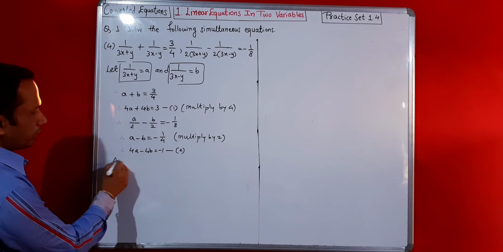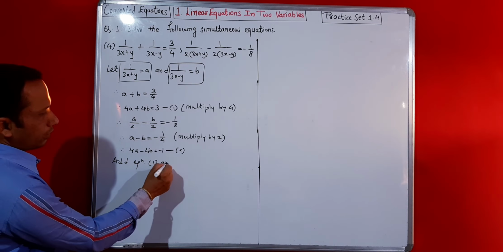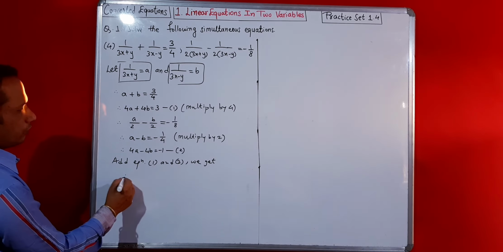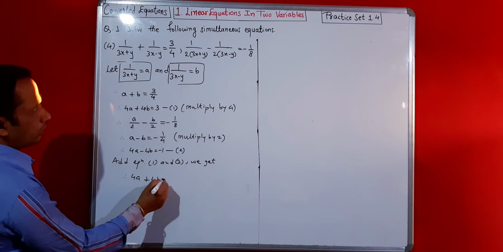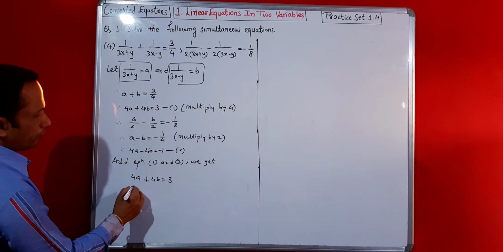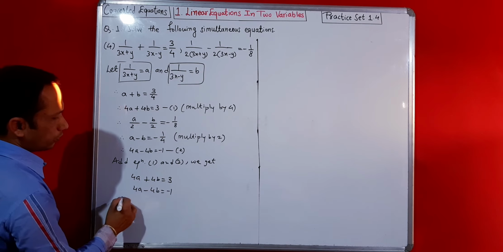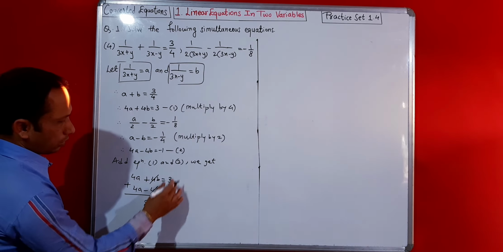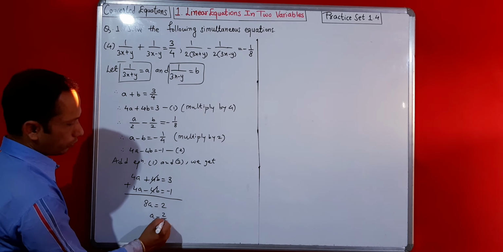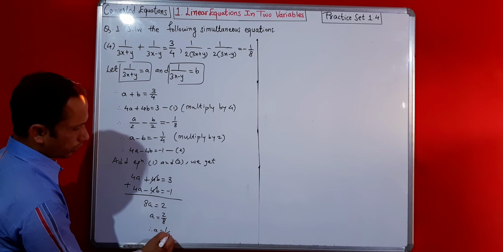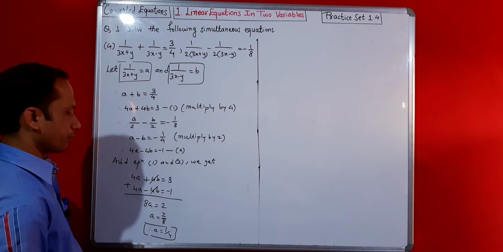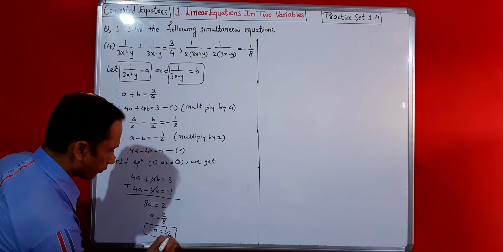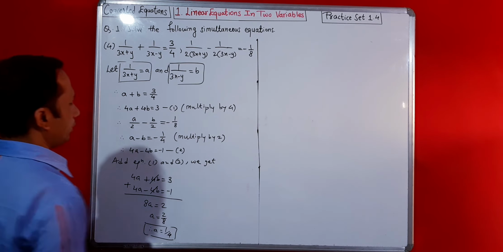Now add equation 1 and 2. Therefore 4a plus 4b is equal to 3, and 4a minus 4b is equal to minus 1. We just add this. Minus 4b and plus 4b will get cancelled. There is 8a equals 3 minus 1, which is 2. So a is equal to 2 divided by 8. Therefore a is equal to 1 upon 4.